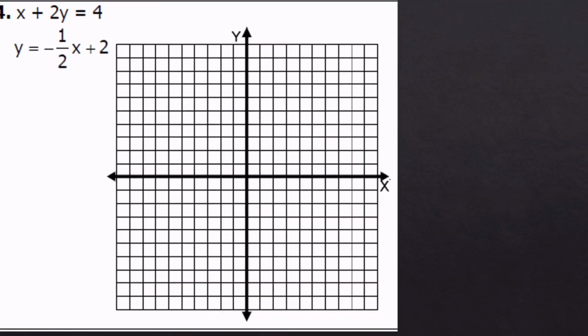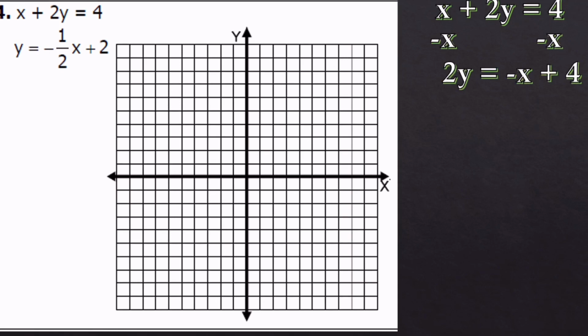So let's do one more together because this one's a little different. Again, one of them's in slope-intercept form, one of them is not. So I'm going to take the one that's in standard form and solve for y, okay? So that I get 2y equals -x plus 4. I'm going to divide everything here, everything, by 2. So what happens is I get y equals -1/2 x plus 2.